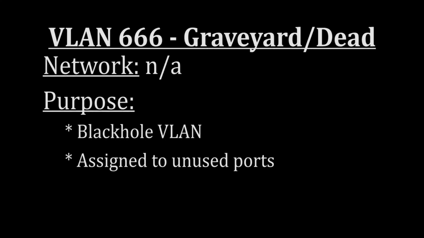The last VLAN we configured was VLAN 666, which we named our graveyard/dead VLAN. This VLAN does not have a network address as it is not responsible for any communication on the network. We configured this VLAN as a best practice measure as we want to place any switch ports that are currently not in use to a VLAN that cannot connect to anything. That way, if someone does gain access to a port that was not properly shut down, it cannot connect them to anything on the entire physical network.